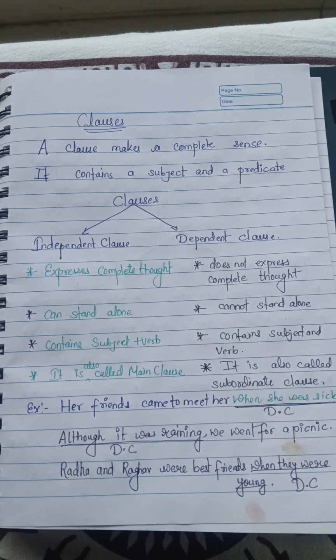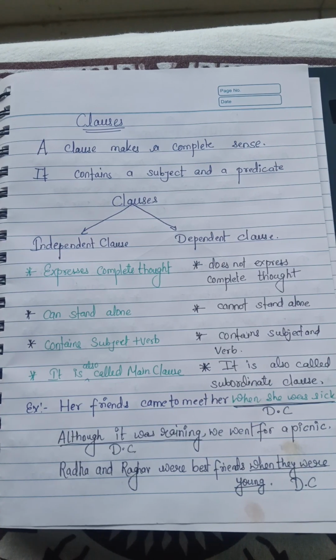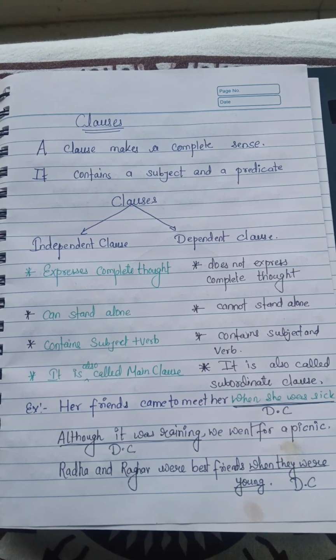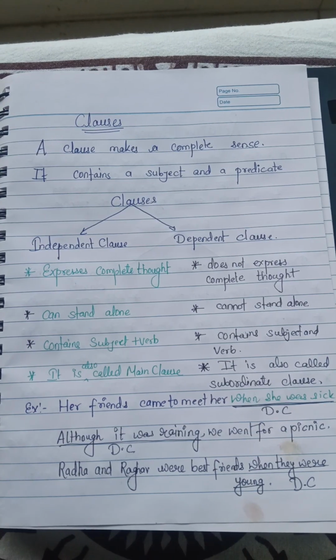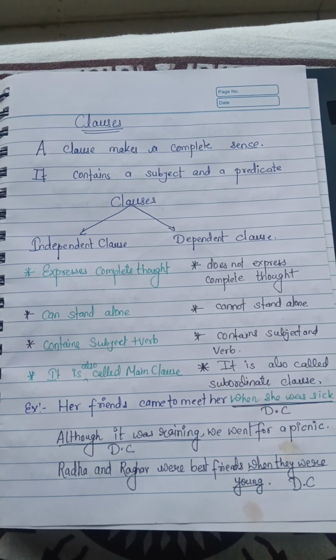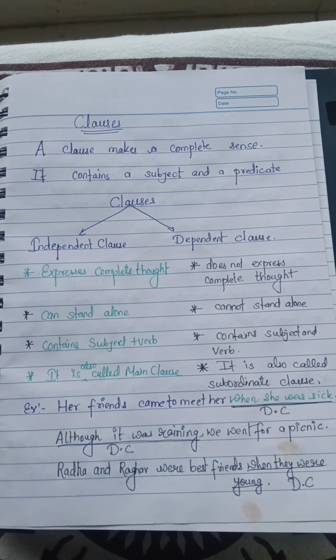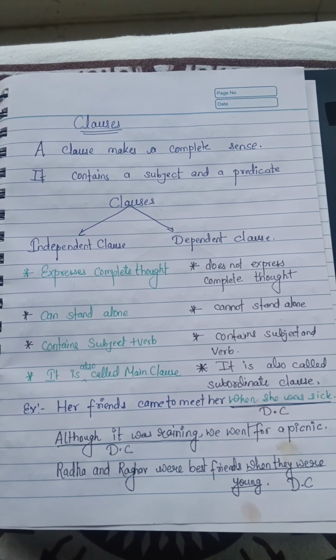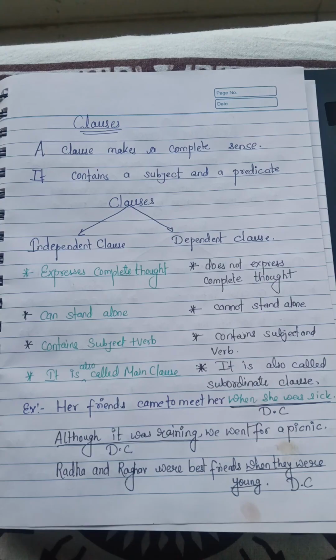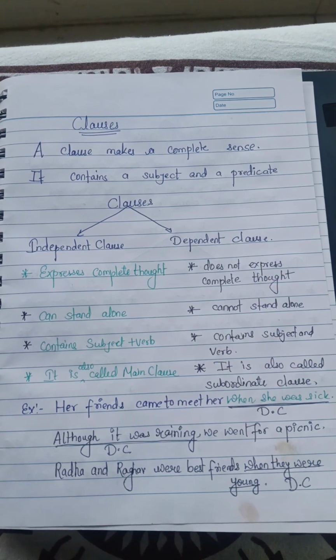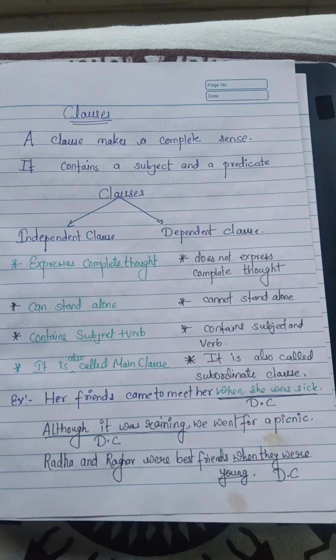Read the next sentence. Radha and Raghav were best friends when they were young. So what is the time connector over here? When. And what is the dependent clause? They were young. So here it is written after the main clause, so no comma is needed. You have to remember this. A dependent clause is only understood when we take the help of an independent clause.